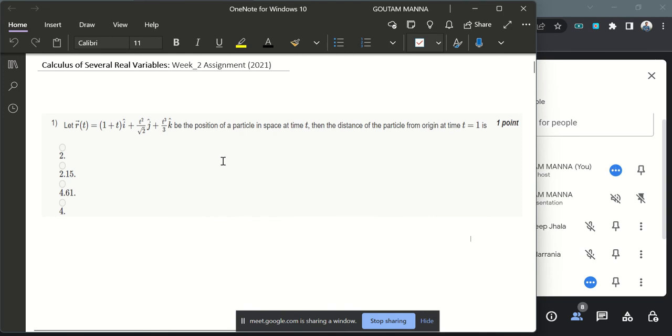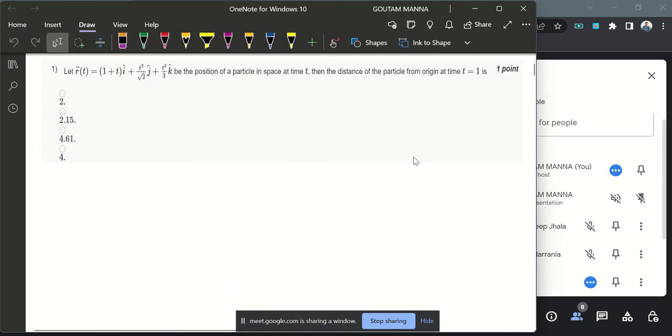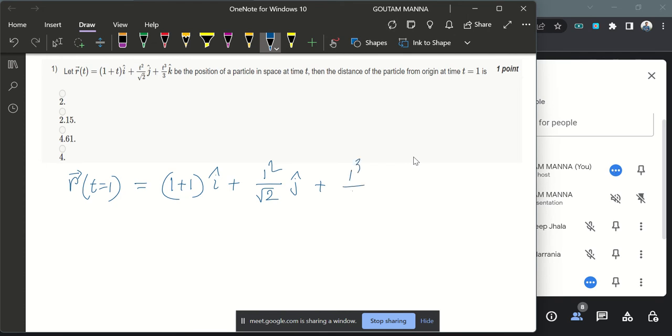So, the problem 1 is: you are given a position vector of a particle as a function of time, and you are asked to find the distance of the particle from the origin at time t equal to 1. So, the position of the particle at t equal to 1, r at t equal to 1, is 1 plus 1 i hat plus 1 square by root 2 j hat plus 1 cube by 3 k hat. That is 2 i hat plus 1 by root 2 j hat plus 1 by 3 k hat.